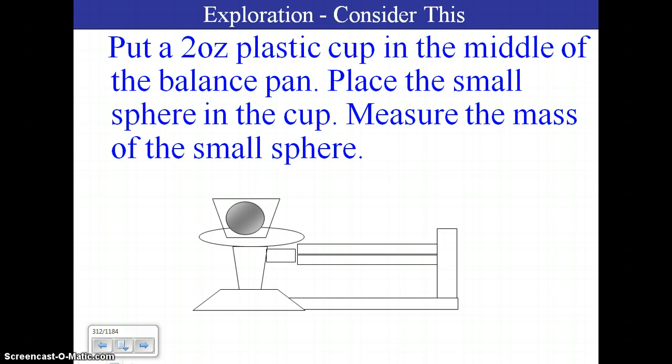Now we want to measure the actual mass of the small sphere. But what will happen if we put the sphere on the balance? Yeah, it's going to roll off. So what do we need to use? We need to use something to hold the sphere, and we're going to use a 2-ounce plastic cup. Now, are we going to have to worry about the mass of the cup? Does the cup have a mass? How many people say yes, the cup has a mass? Yeah, it certainly does.